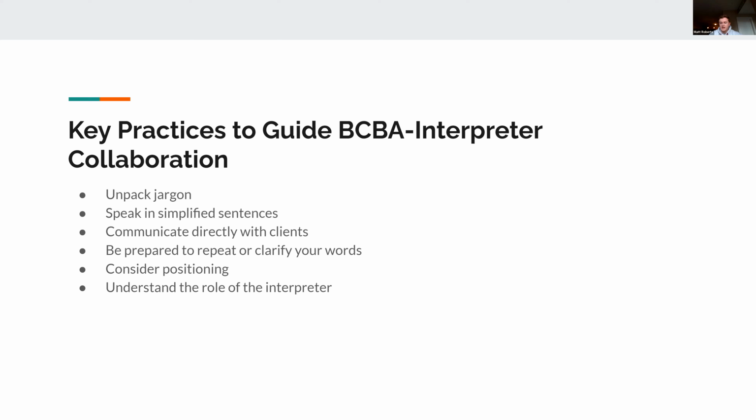So the interpreter may need to interject to explain a cultural norm. And then I mentioned this one, but the fourth one is the client advocate. So if the interpreter believes that there's been a misunderstanding, it's the interpreter's job to represent the client and be an advocate for them because the client may not know and may need an advocate for clarification.